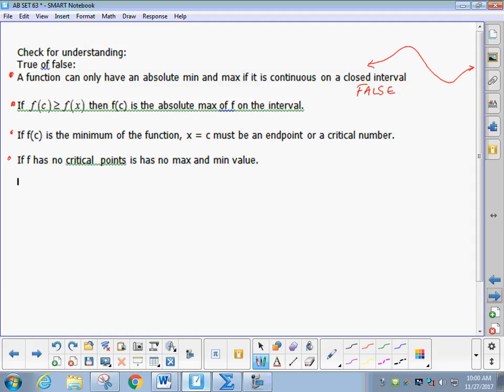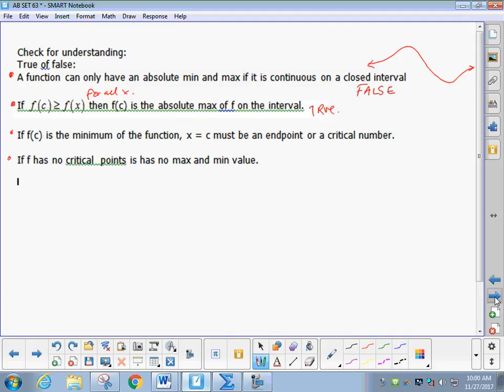Okay, is it true that if f at c is greater than or equal to f of x for all x, then f at c is the absolute max on the interval? Is that true or false? If the y value at c is greater than or equal to all other y values, then that is the absolute max. It's true. That's the definition of absolute max.